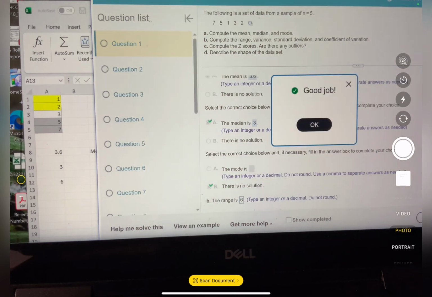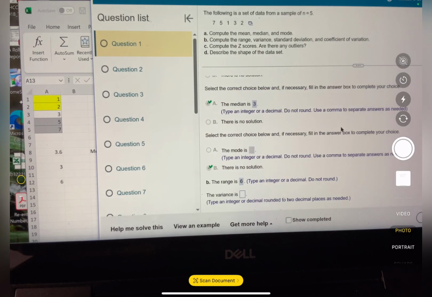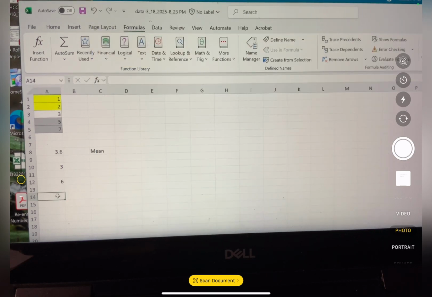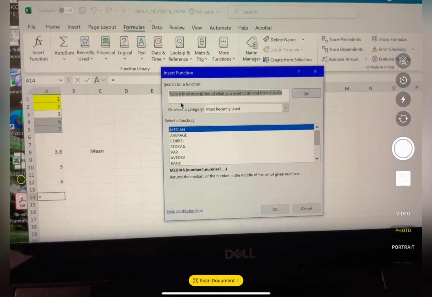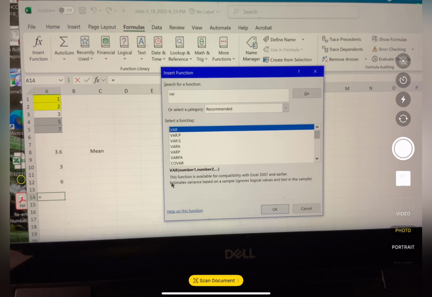Very good. What else? Variance. Now we need to find a variance. All right, let's do it. I'm going to put variance right here. So clicking here and typing variance. Here it is, variance. Reading the explanation. The function is available for compatibility with Excel and earlier.